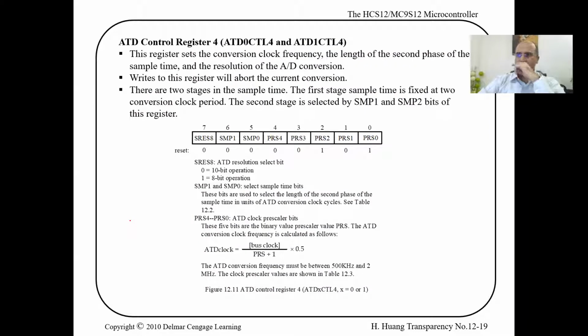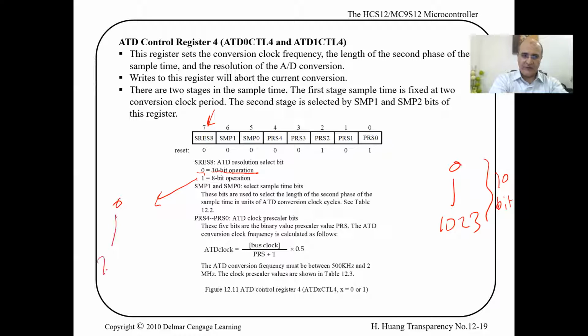Control register 4. This mainly sets the resolution and conversion speed. We said that our A to D can work in the 8-bit resolution mode or 10-bit resolution. So this bit, you either set it to 0, by default it's 0, it is 10-bit conversion, meaning the voltage will be converted into a number that ranges from 0 to 1023, right? This is the 10-bit conversion mode. You can choose the 8-bit operation mode, then your reading will be a number from 0 to 255.